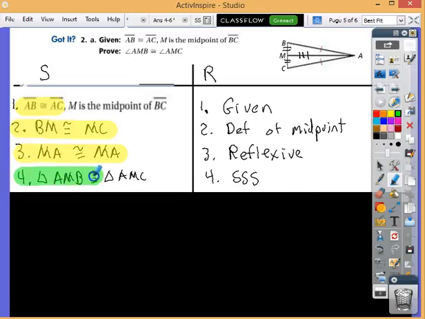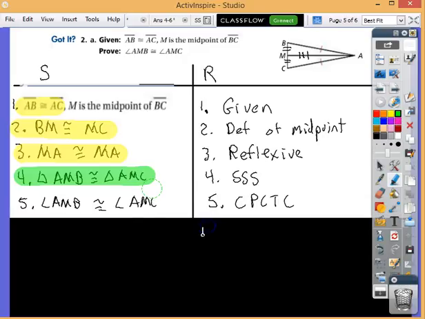Once I've made a statement about triangles being congruent, that opens up the door for another reason, CPCTC. So I can now say that angle AMB, the top angle, is congruent to angle AMC, the bottom angle, and the reason for that is CPCTC. So when you're using CPCTC, when you're trying to find additional parts in triangles congruent to each other, the first thing you want to do is prove the two triangles congruent, and then you want to go through and use CPCTC as your justification for the additional information that you get.